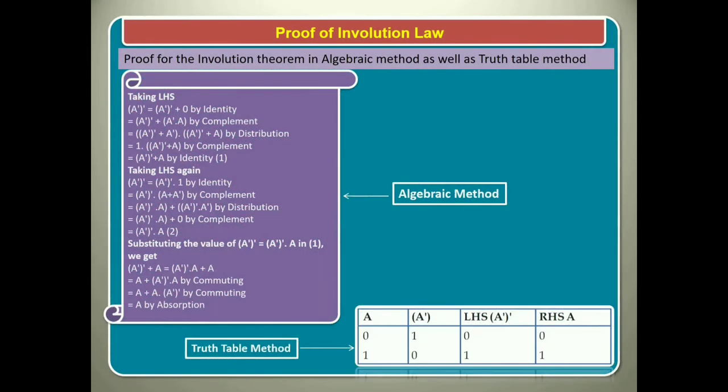Let us now take a look at the proof for the involution theorem in algebraic method as well as truth table method. As shown here, in the truth table, LHS is equal to RHS. Hence, the theorem is proved.